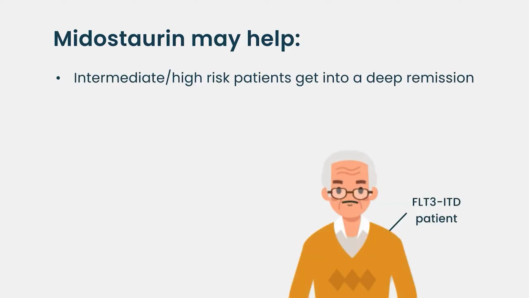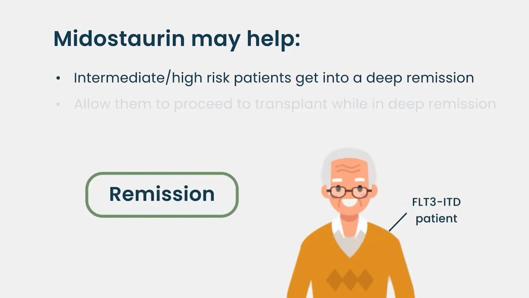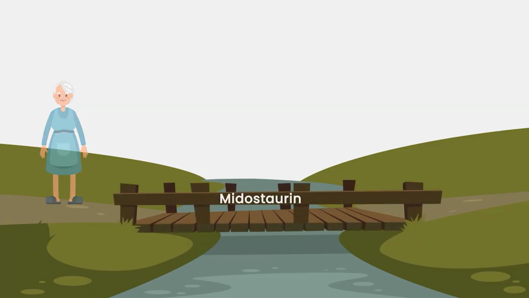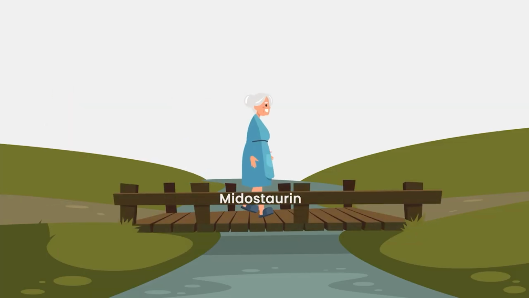Midostaurin may help in getting these patients into a deep remission and then allowing these patients to proceed to transplant in a deep remission, which could ultimately cure a subset of these patients. So you could think of it as a bridge to cure, but it would be hard to say that by itself it would cure leukemia. There is a lot of research being done to improve the outcomes of patients with AML with the FLT3 mutation.